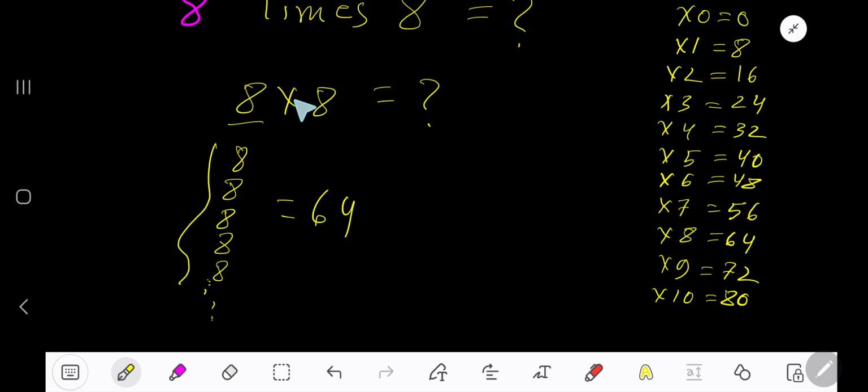Multiplication means repeated addition. So we are adding this 8 eight times: 1, 2, 3, 4, 5, 6, 7, 8. Okay, and you will get 64. 8 times 8 is 64.